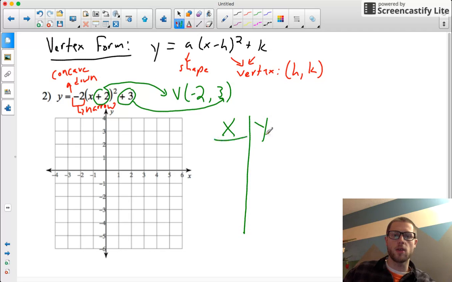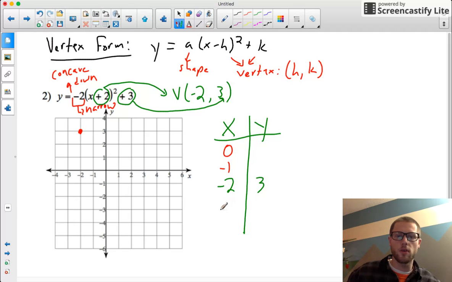And in the very center of my table, I'm going to put my vertex, so -2, 3. And why don't we put -2, 3 on my graph while I'm at it? -2, oh, that's up here. All right, and then the next step is to fill out my x values with a couple of points on either side of -2. So I can go in this direction, -1, 0, and in this direction, -3, -4. So I'm just going to find out these y values by plugging in these x values and solving for y.